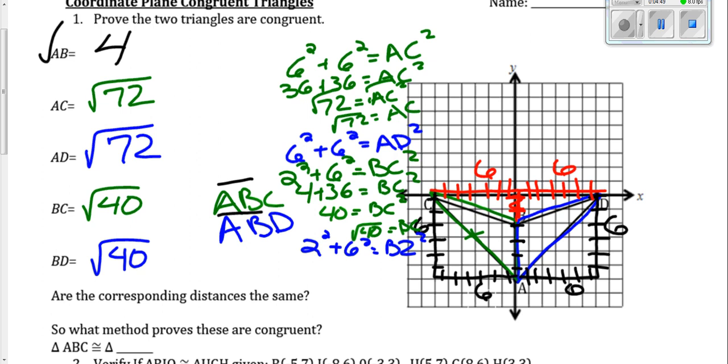AC and AD. So AC is the first and the last letter, and so is AD. And when I look at my triangle, they're both the same parts. And they are the same length, so that's good.